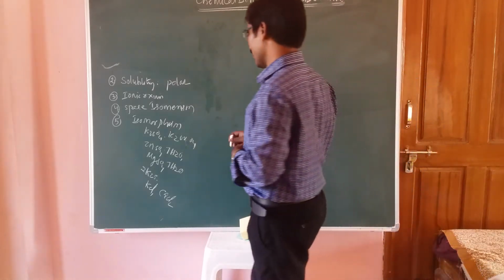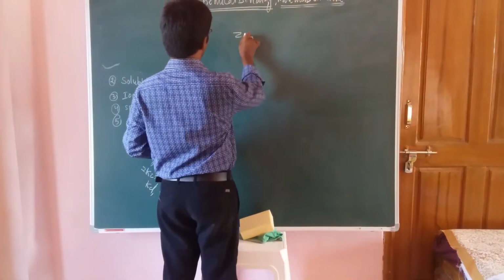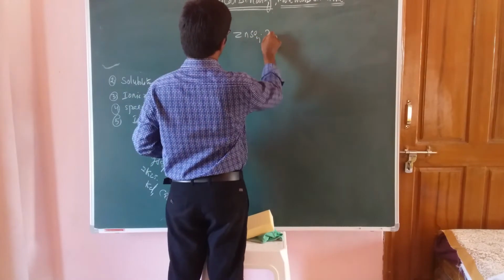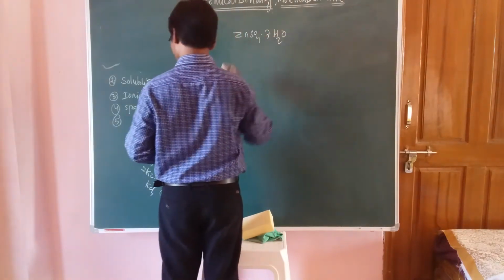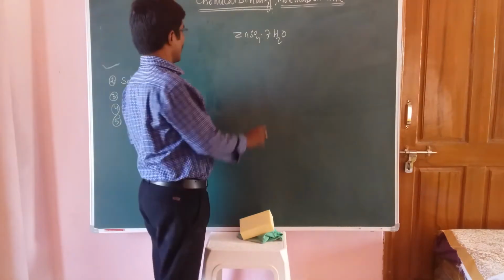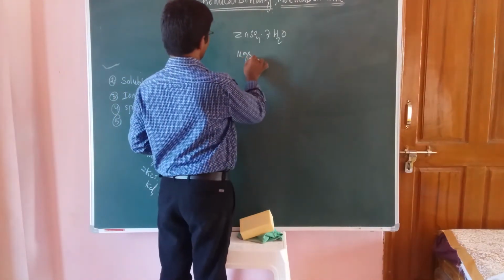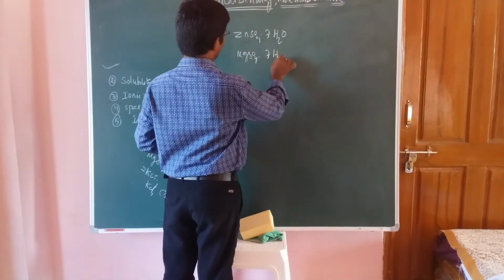For example, you should take that. Now here you should write ZnSO4·7H2O, okay students, 7 moles of water. And the next one is MgSO4, and here also 7 moles of water.